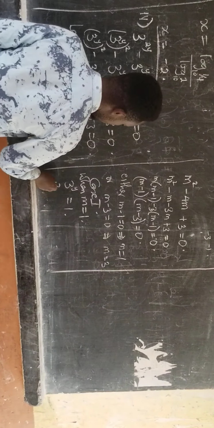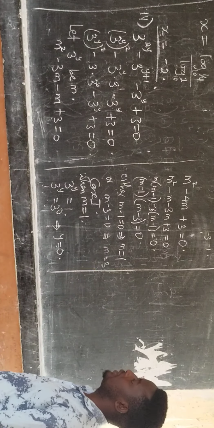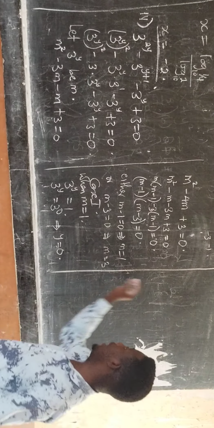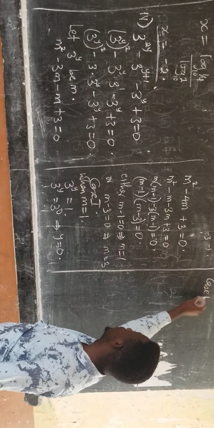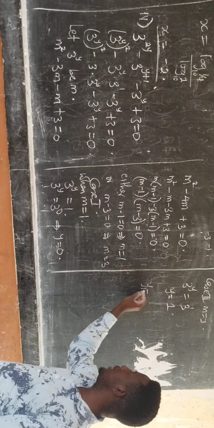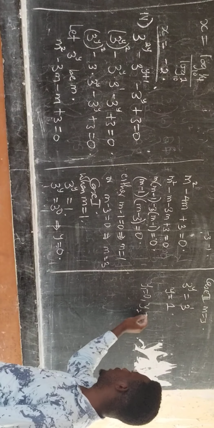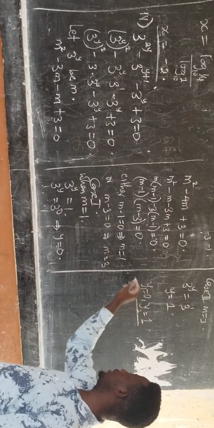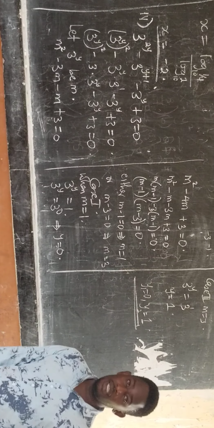What about if m is 3? If m is 3, case 2. That means 3 power y is equal to 3. Is that okay? So if it is just 3, it means it is 3 power 1. So that means y is equal to 1. So in that case, y1 is 0 and y2 is actually 1. So this is how we solve indices.